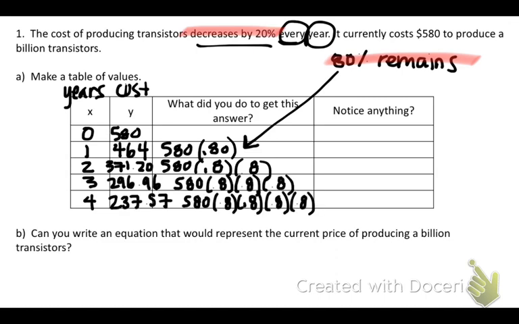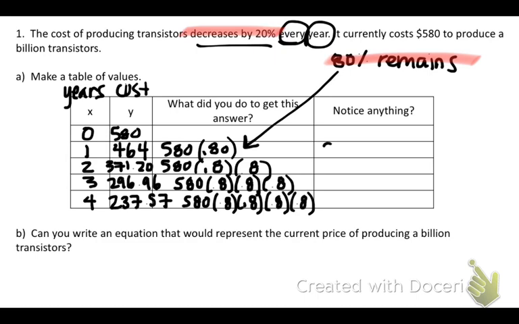So these are the answers that you should have gotten for years 3 and 4. $296.96 and $237.57. I want to make sure that you have 57 cents right here because you need to make sure that you rounded correctly. It's not 56 cents, it's 57 cents.